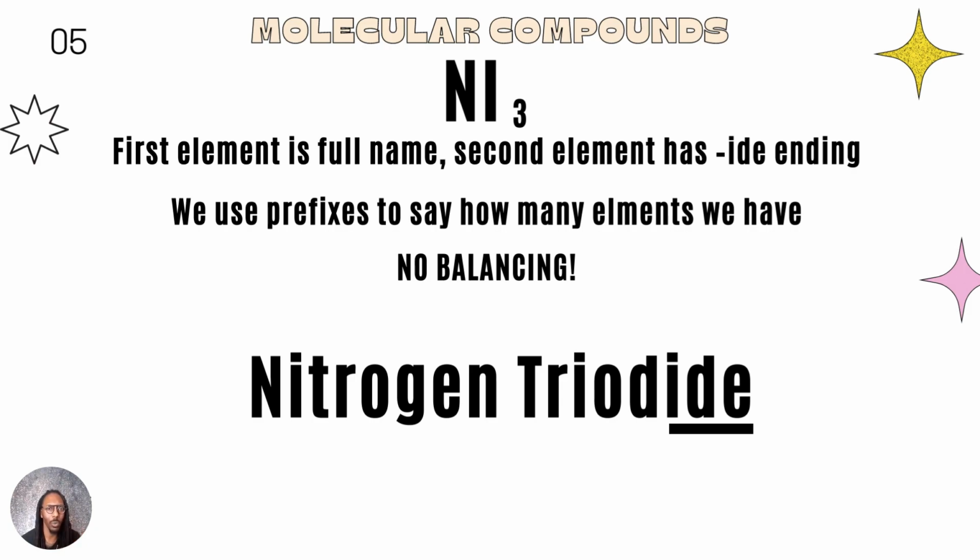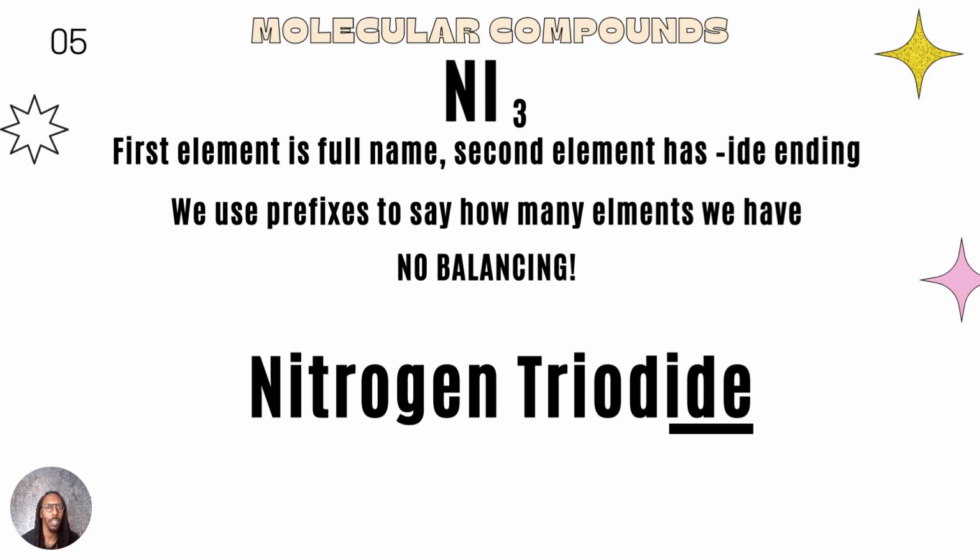But in this case, 3, I understand, is tri. So what am I going to do for my prefix? I'm just going to put tri in front of my iodide. So now my final molecular compound name is nitrogen triiodide. Once again, the nitrogen is the first element. It's going to stay the same. I didn't change a thing, okay?